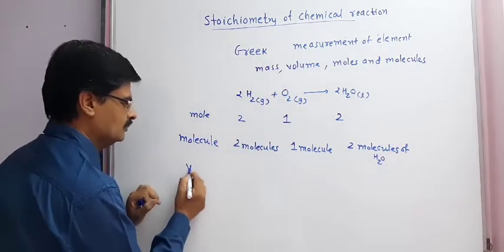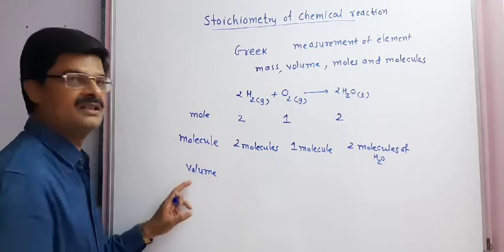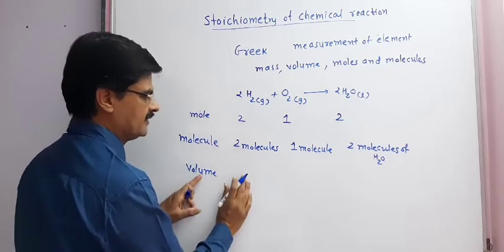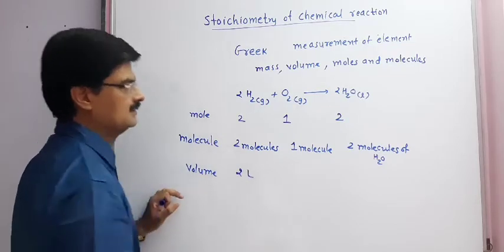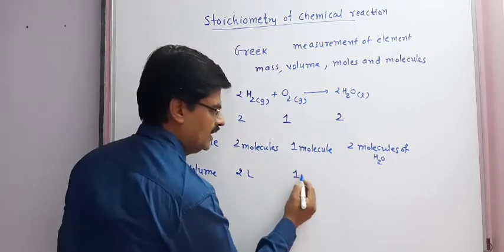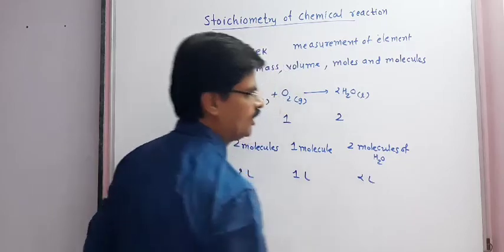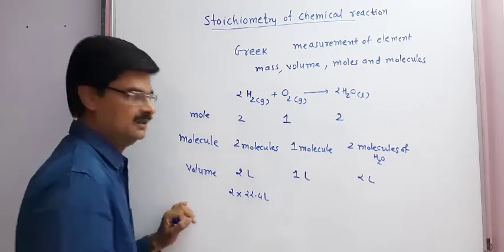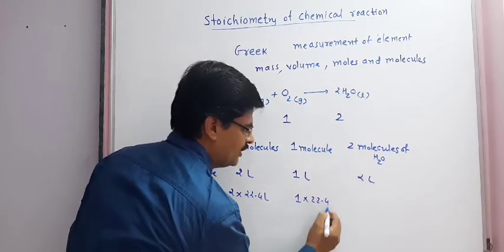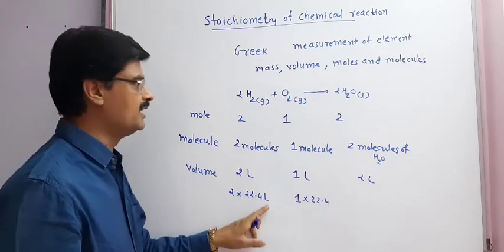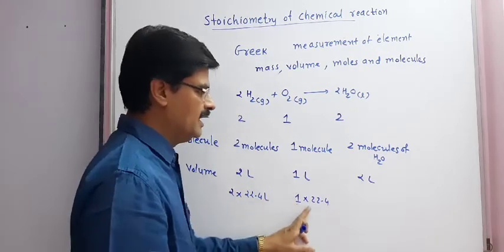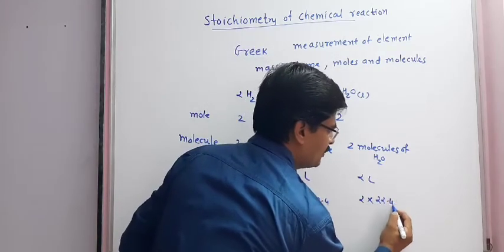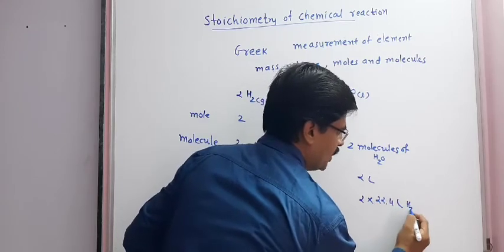Now in terms of volume, if temperature and pressure are constant, then we can consider the case of volume also. So here in this case, volume 2 liter plus 1 liter is equal to 2 liter of water. So we can say at STP, 2 into 22.4 liter of hydrogen gas with 1 into 22.4 liter of oxygen gas produces 2 into 22.4 liter of water.